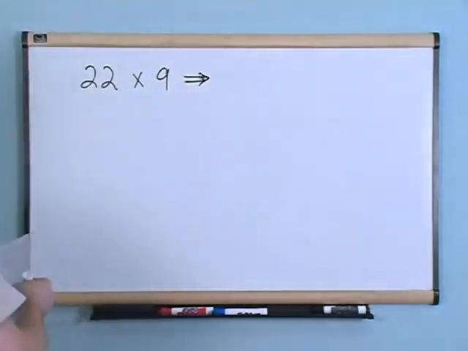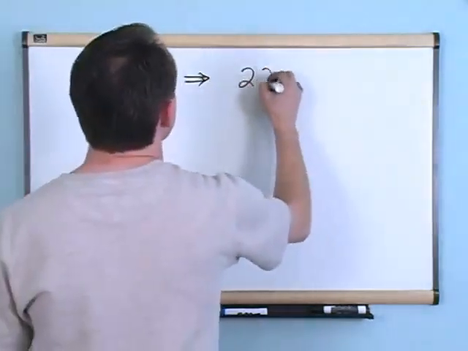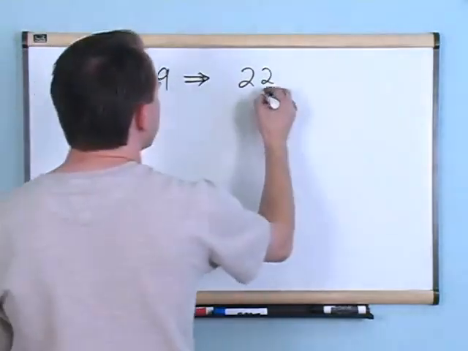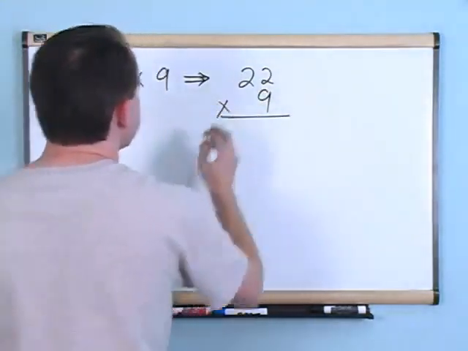What do we do next? Let's write the 22 on the top, the bigger number. Let's write the 9 on the bottom, like this.